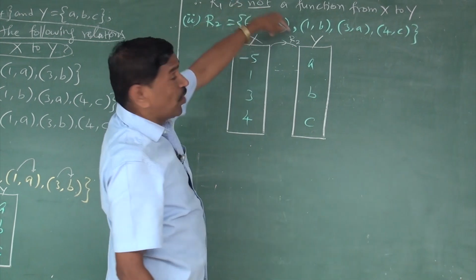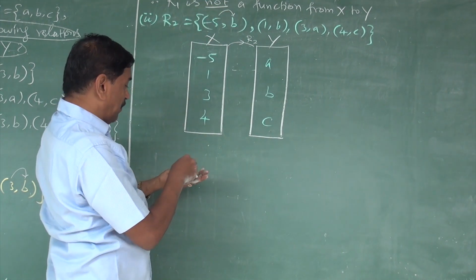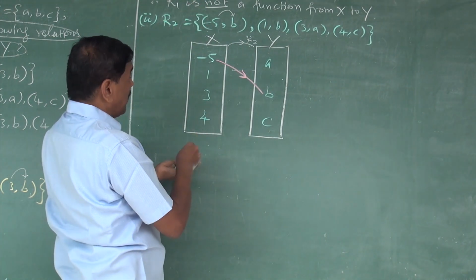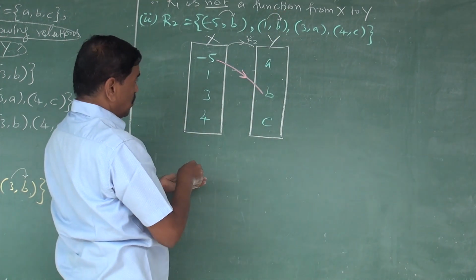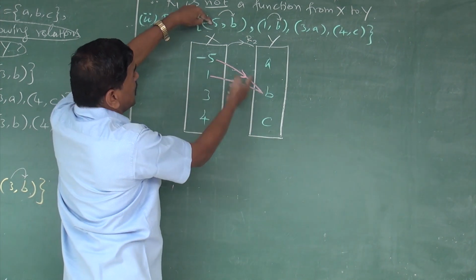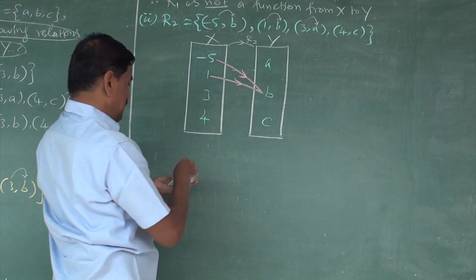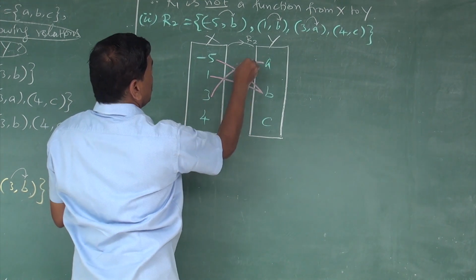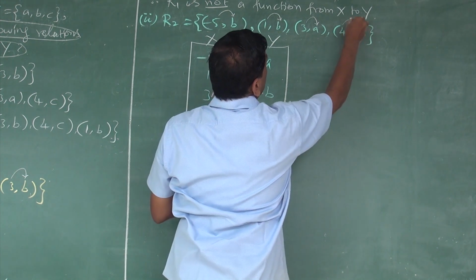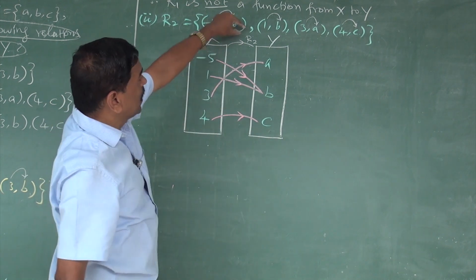Now from the ordered pair, minus 5 is image B. Next, from the ordered pair, 1's image B. Yes, minus 5's image B, 1's image B. Next, 3's image A. Next, 4's image C. See where it is? Draw for image C.